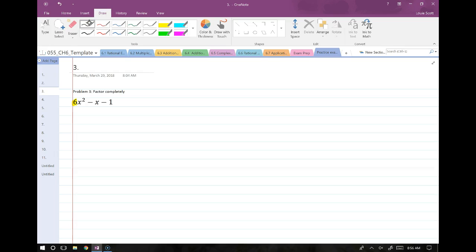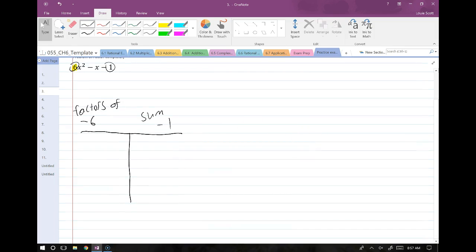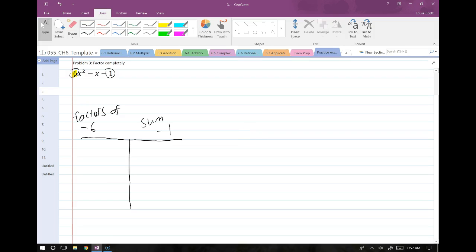The best method when it comes to these guys with coefficients out front is where we multiply the first term by the last term and then find the sum which adds to the middle term. So I'm going to create another table. I'm going to say first term times the last term. That gives me a negative 6. And I'm looking for factors of negative 6 that sum to negative 1, or differ by 1.